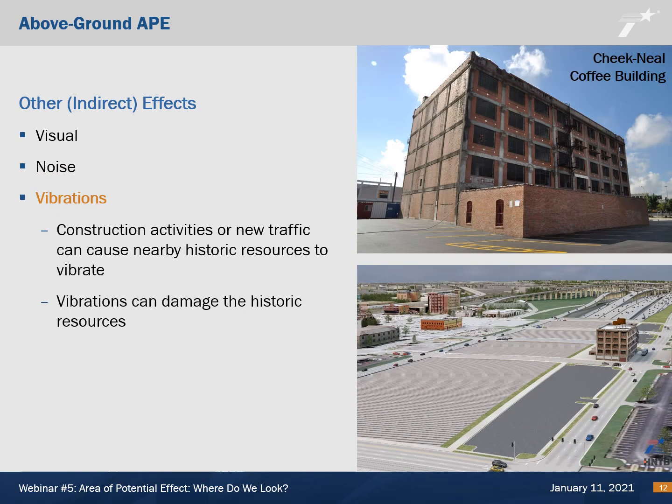Sometimes, construction activities or new traffic can cause nearby historic buildings to vibrate. In one project, TxDOT needed to add new lanes to a highway in North Houston, but our architectural historians were worried that the project was too close to the historic Cheek Neal Coffee Building. Vibrations from construction equipment and traffic could affect the historic building, so we added support to the building to prevent damages and to make it stronger.